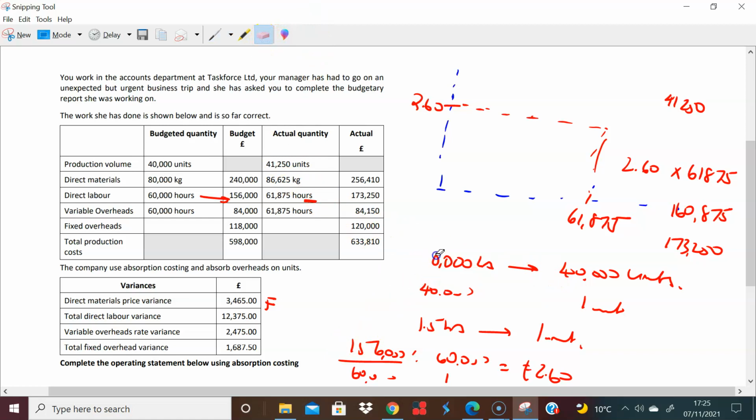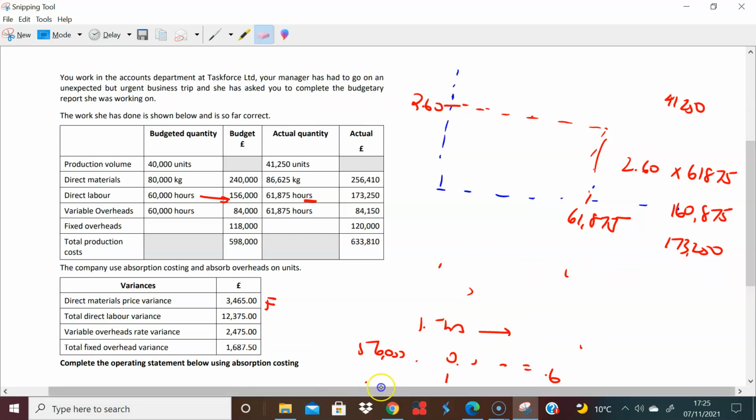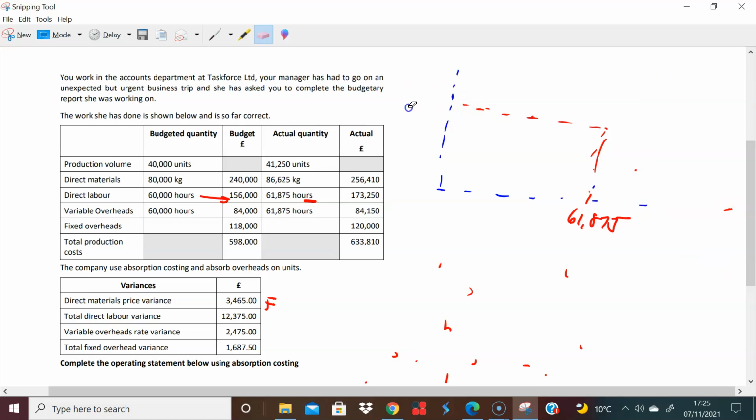Now let's look at variable overheads. Looking at variable overheads, we have the classic scenario again. We are told that you will need, because variable overheads are based on labor hours, 60,000 hours to make 40,000 units.